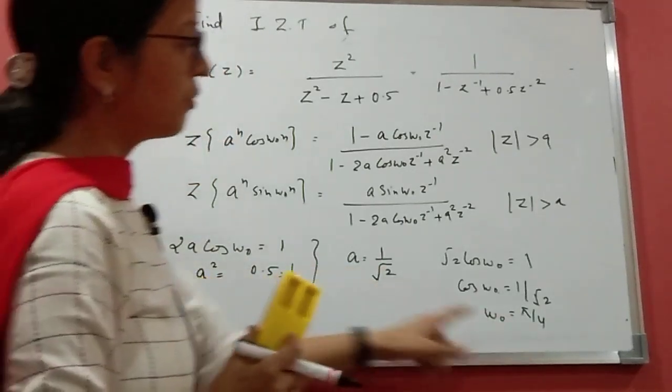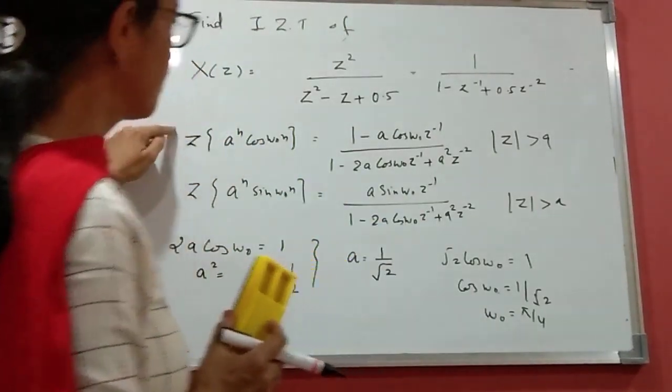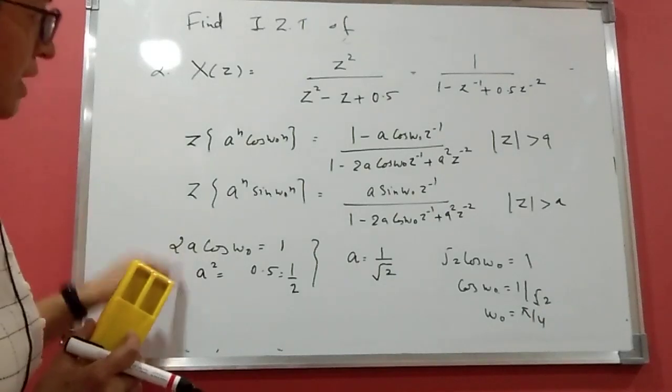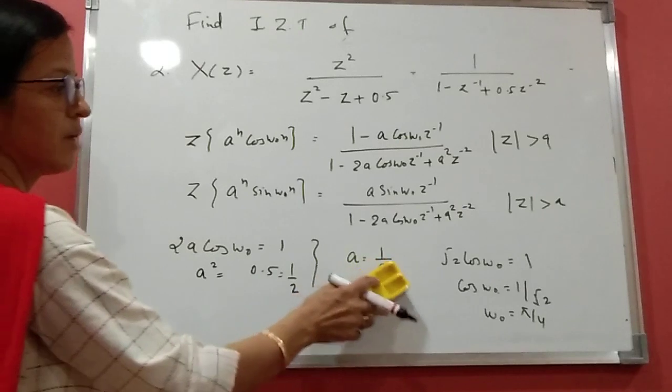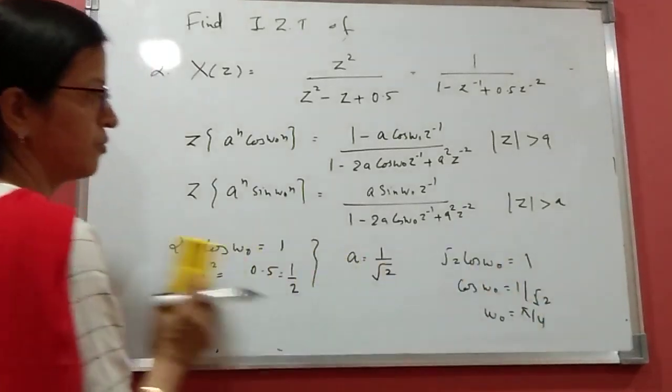So now I will write the denominator in this form. I will rub this down and I will write this as one of these forms. Note down, a is 1 by root 2 and omega naught is pi by 4.